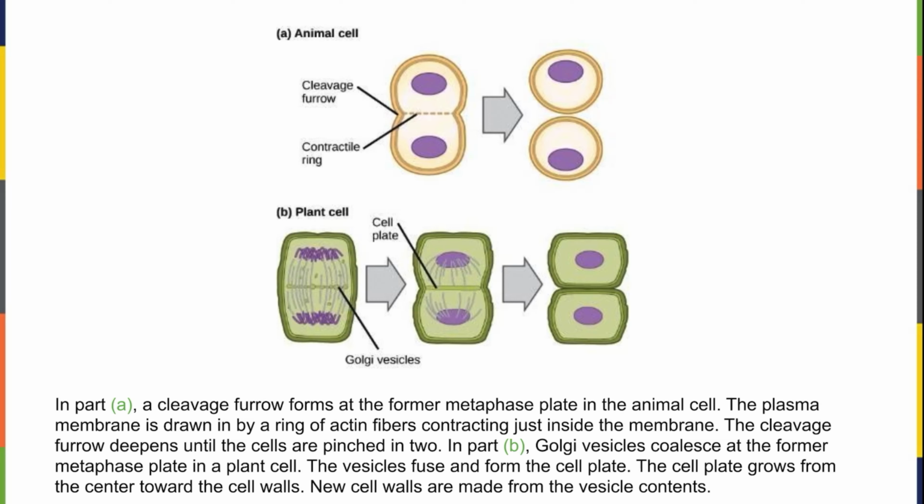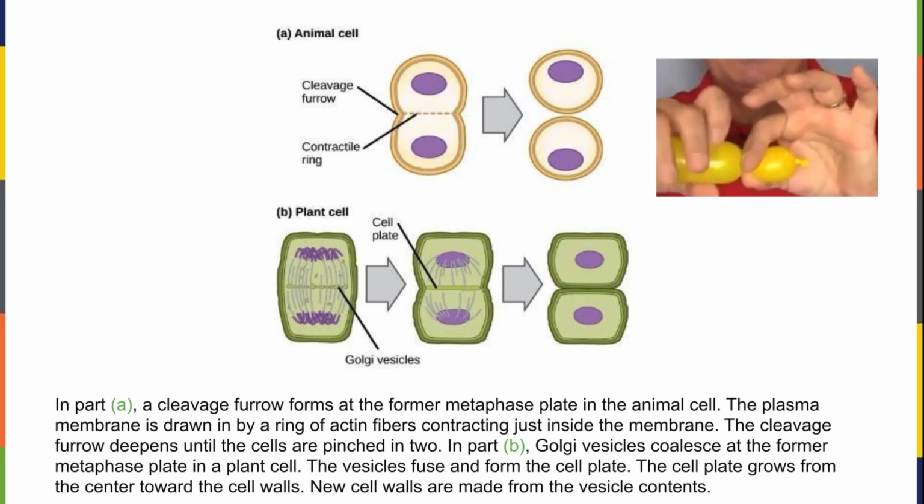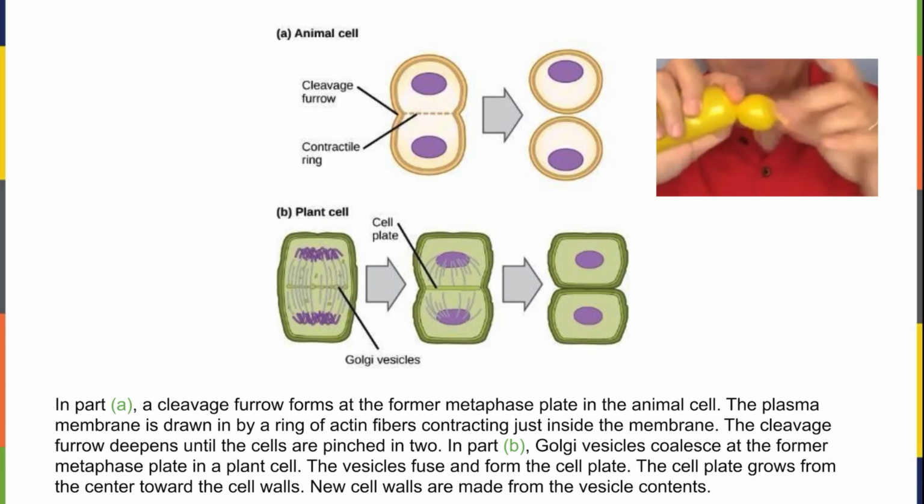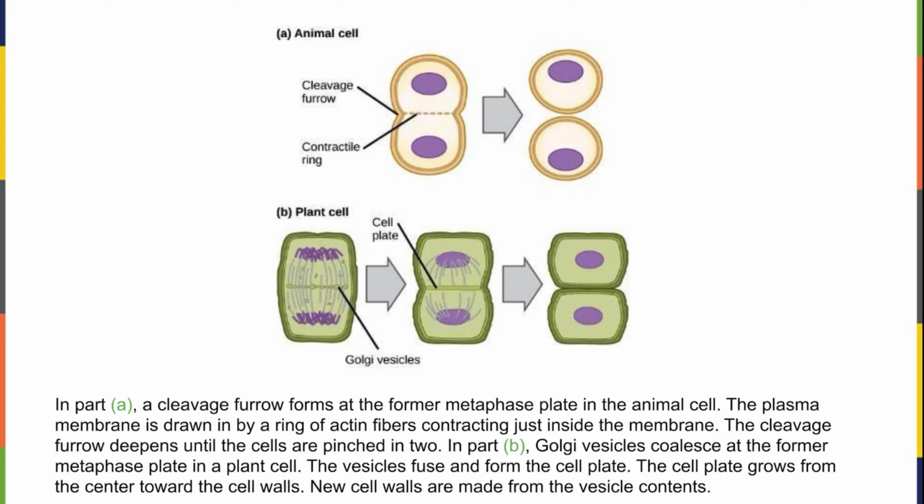It would be very similar to making a balloon animal, where you twist the balloon and then it creates two balloons. Well, in this case, instead of twisting, we have an actual ring of fibers that is getting smaller and smaller. In plant cells, Golgi vesicles coalesce at the former metaphase plate, and these vesicles fuse and form what's known as a cell plate. That cell plate is like the foundation for the new cell wall, and it grows towards the outer cell walls, and when it does, it finally forms a new cell wall, and that cell wall becomes the dividing point between the two cells.